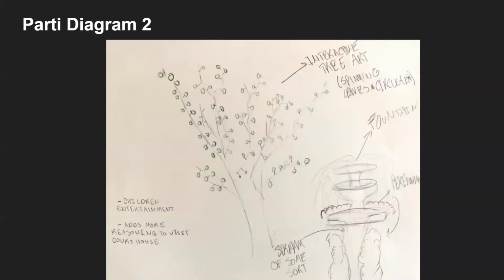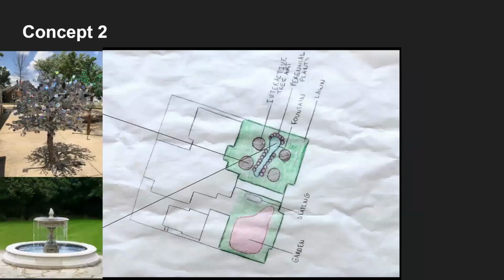For my second parti diagram, I thought about how the community said they wanted to use natural resources. They like lumber, water, and they also wanted the site to be more kid friendly and invite more people. So I thought of interactive art. Right here I have interactive tree art, like river trees that blow in the wind. And I also have another water tree. It is in my concept too. The interactive tree art, that's how it would look, sort of. And here's the fountain. And I also have plants right here.